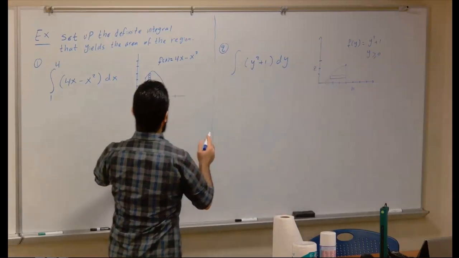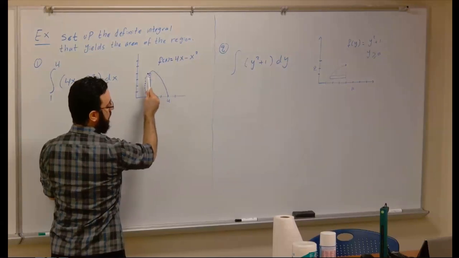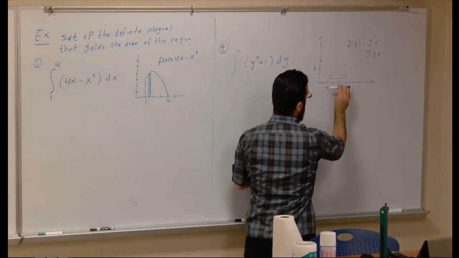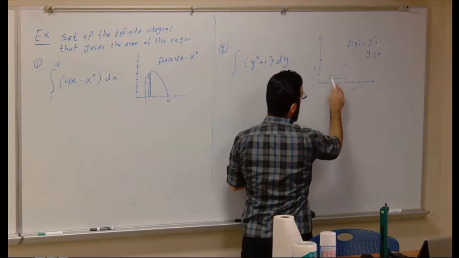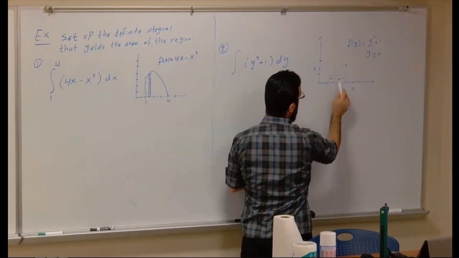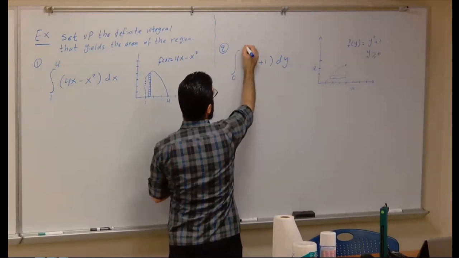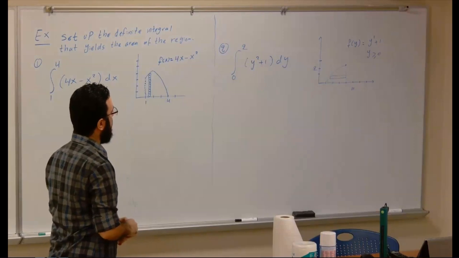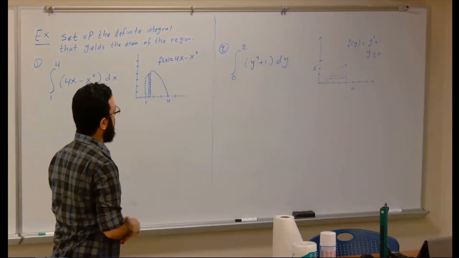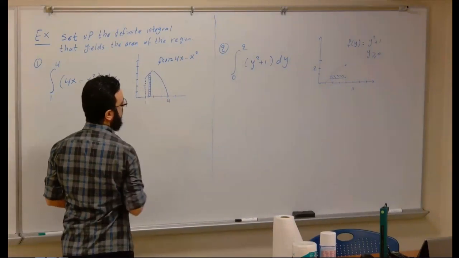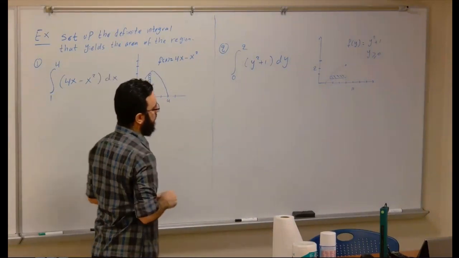So for x, the rectangle is going to be like this, from x equals 1 to x equals 4. For the y, the rectangle is going to be like this, from y equals 0, because I need to find this area, to y equals 2. So the limit is going to be from 0 to 2. That's it. So you have to be careful. If you want to find the area with a rectangle like this, it's going to be for the y, or you're going to choose for the x. Okay.